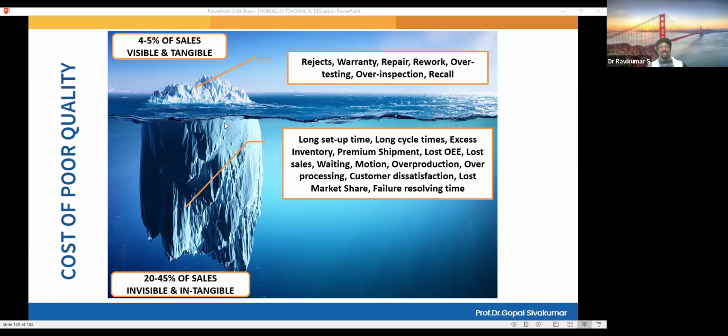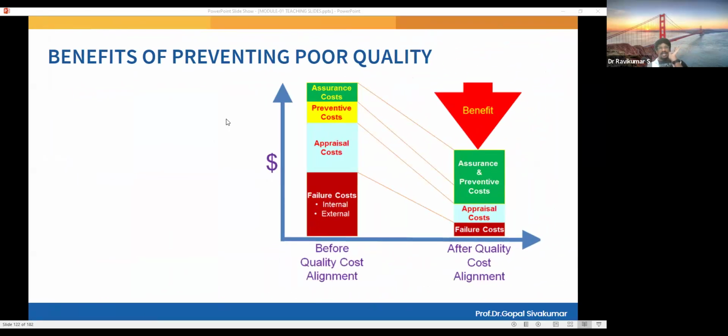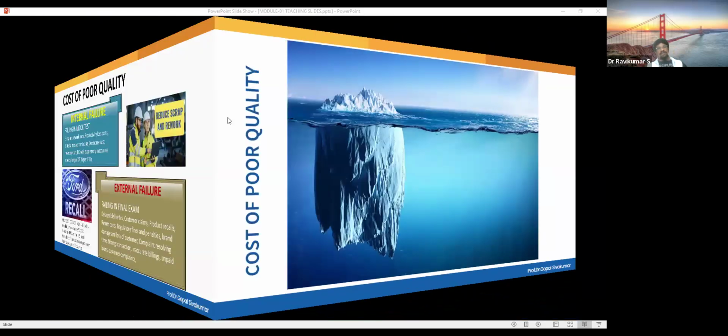So we have to understand that cost of poor quality is also a major way to identify the projects which you have to choose and resolve. Now, the advantage of investing in cost of good quality. Actually, there are two types of cost of quality.